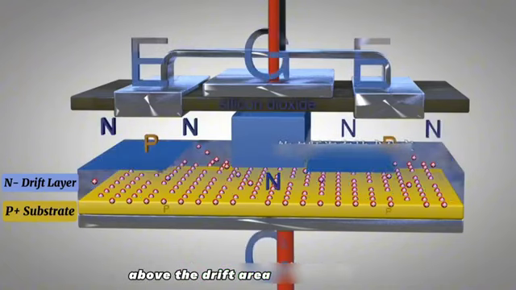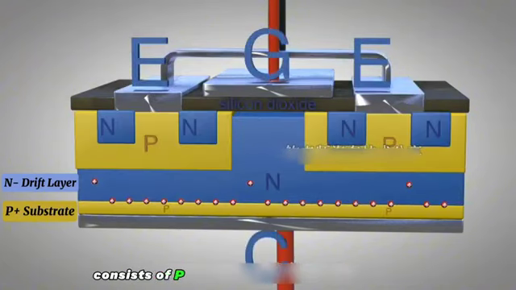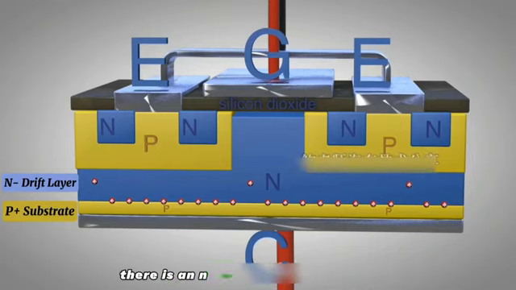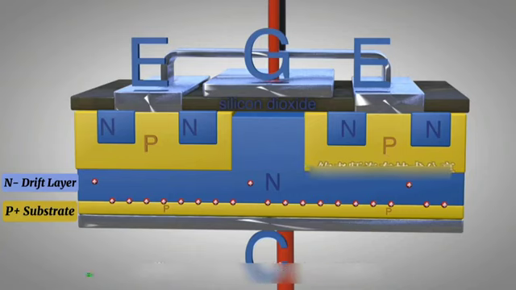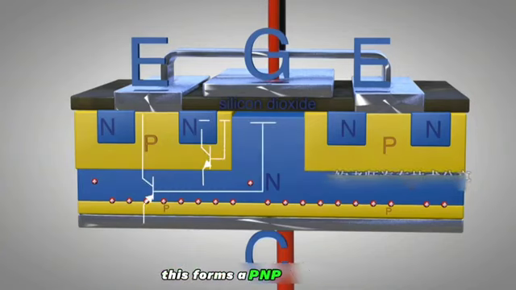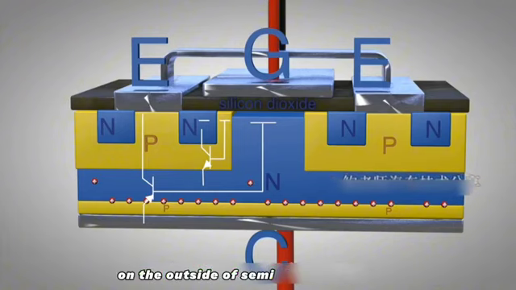Above the drift area is the body area, which consists of P-type semiconductor. It is close to the emitter. There is an N-type semiconductor layer with electron carriers inside the body region. The IGBT equivalent diagram is shown in the figure. This forms a PNP transistor on the outside of the semiconductor region.